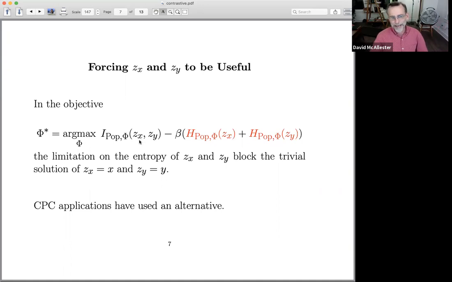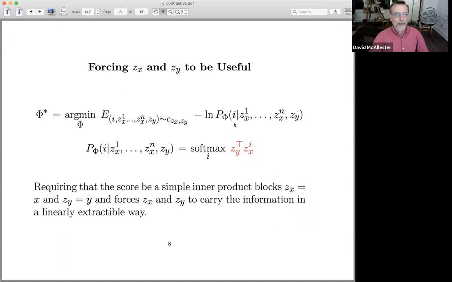Again, this might be the bag of words associated with an image and a bag of words associated with a sound wave. But in contrastive predictive coding, they do something else. They drop this term. So here we've got the contrastive objective function, and now I'm just looking at one direction. I'm breaking the symmetry. I'm distinguishing the X's from the Y's. And I'm looking at one of these directions. So this is the contrastive problem.